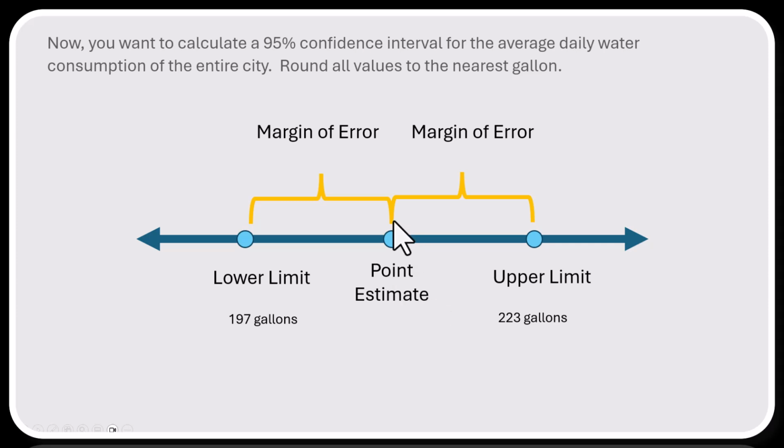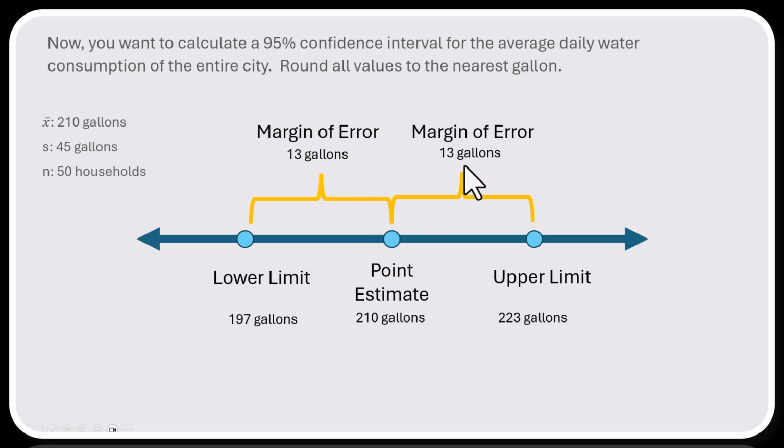But what about the middle number, the point estimate? Remember, the point estimate is the same as your sample mean, which is the value that was given to us in the original problem description. So that's going to be 210 gallons. The only piece of information we're missing in this picture is the margin of error. If you go back to RGuroo, it does feed you the margin of error directly, but you could also subtract off. For example, you could do 210 minus 197 or 223 minus 210. And again, rounding to the nearest gallon, that gives us 13 gallons.